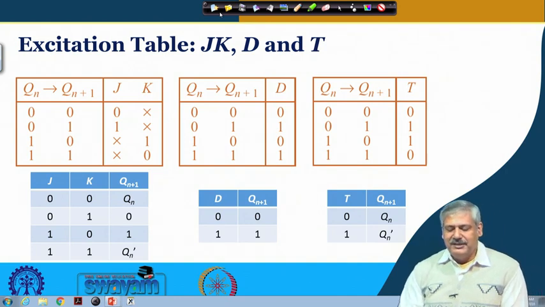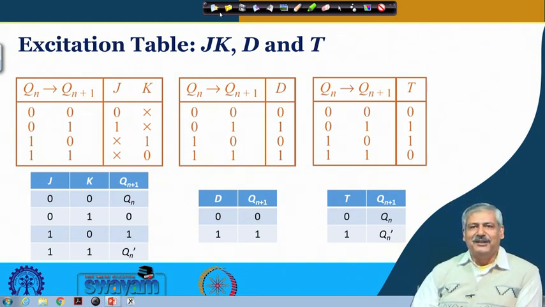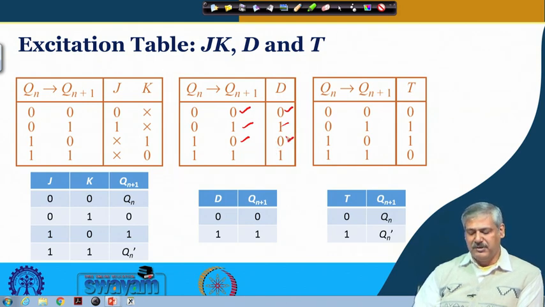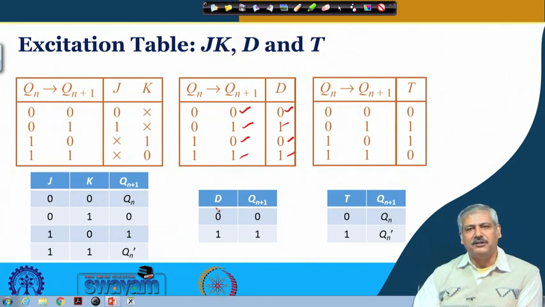Now, for the D flip-flop, it is relatively straightforward. So we know if the next state is 0, the input needed is 0. For 0 to 1, since the next state is 1, the input needed is 1. Again from 1 to 0, since the next state is 0, the input needed is 0. 1 to 1, again the input needed is 1. So this is the excitation table of the D flip-flop.